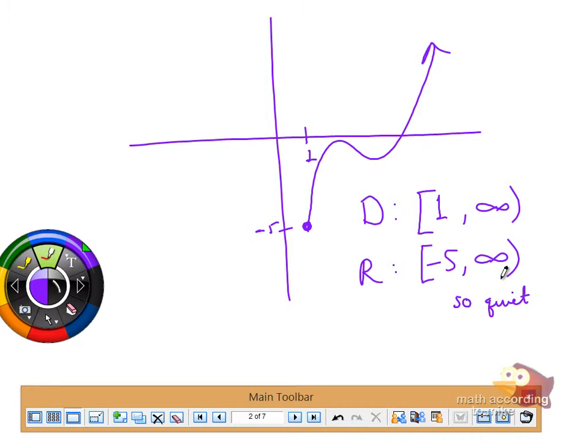Bracket says include. So since I have a closed dot here, that means the point 1, negative 5 is part of the graph. If that were an open dot, that means we're going to get really, really, really close to that point, but we're never going to touch it.